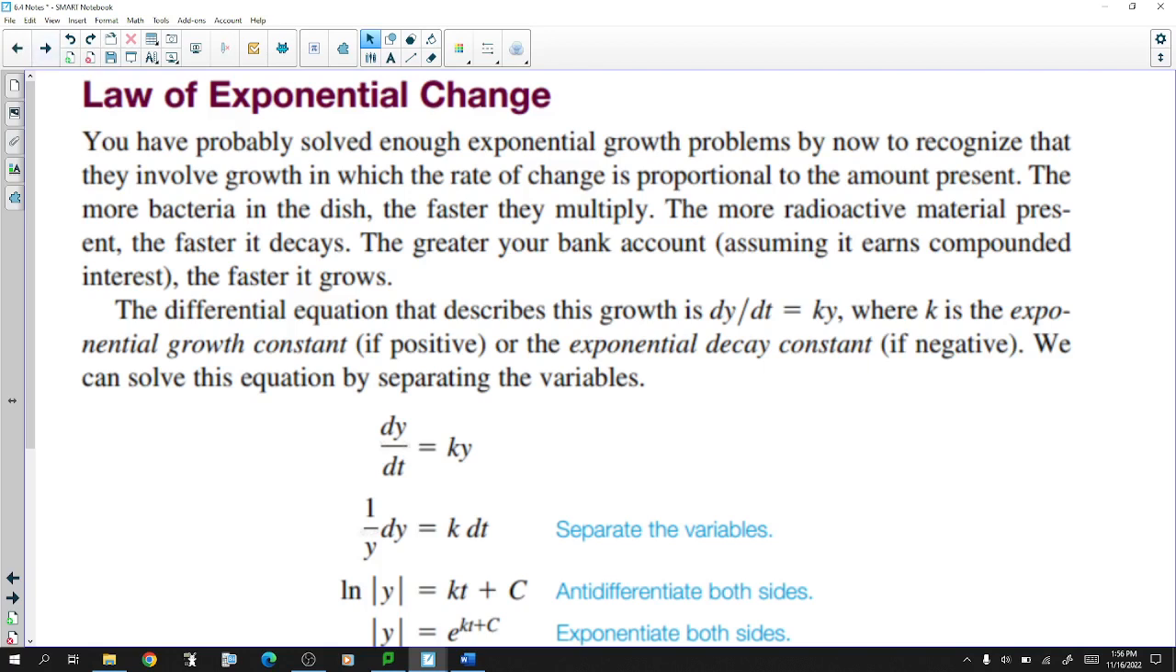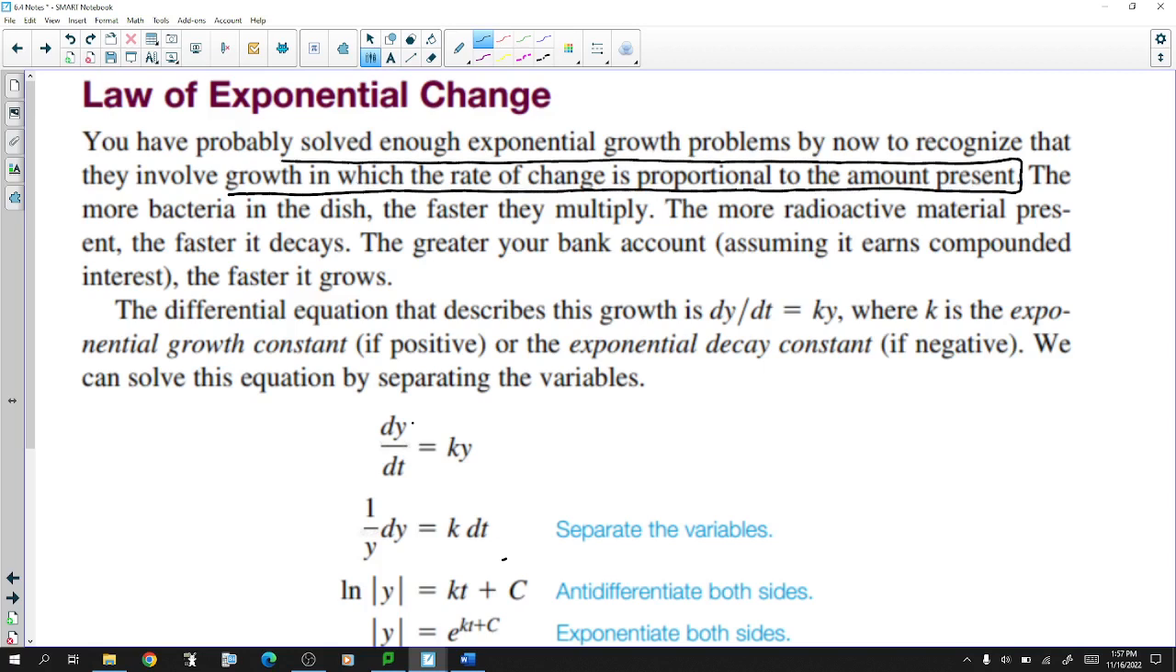Here we have the law of exponential change. You have probably solved enough exponential growth problems by now to recognize that they involve growth in which the rate of change is proportional to the amount present. So the growth in which the rate of change is proportional to the amount present tells us that this is exponential growth. Now here is the growth right there, a rate of change. And it's proportional. There's the constant of proportionality, and there is the amount present.